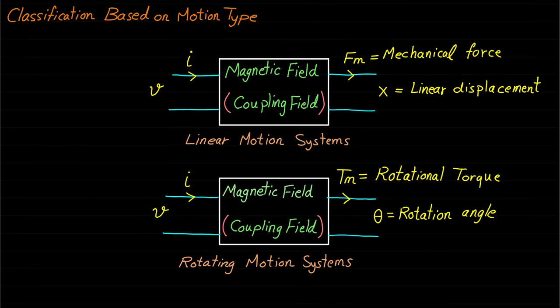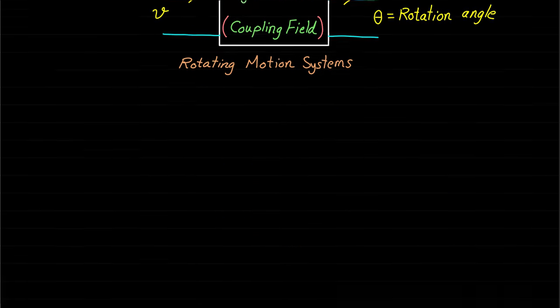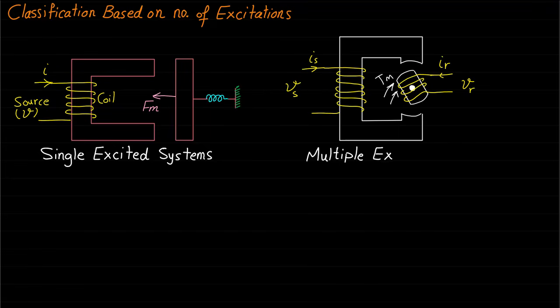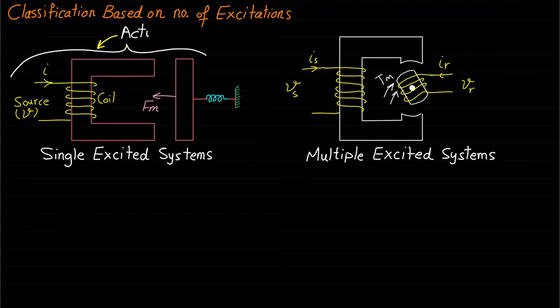Electromechanical energy conversion systems can also be classified into two categories based on the number of excitation currents or number of coils. These categories are single excited systems and multiple excited systems. Single excited system means that the system has only one source of excitation or one coil, as shown in this simplified actuator. In general, the actuator term represents most of the linear motion devices or translational motion devices.